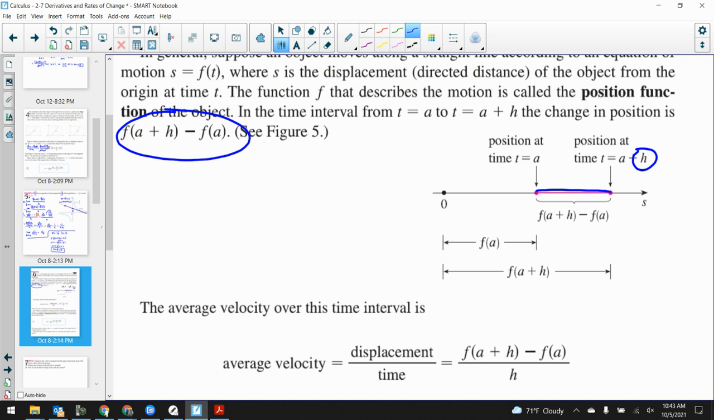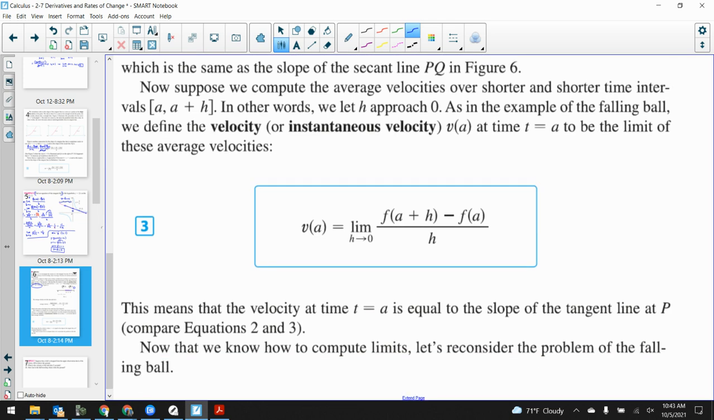Maybe I'm trying to find the displacement going from 1 to 2, or the velocity going from hour 1 to hour 2, or time 1 to time 2. Well, then my h value would just be 1 because I'm looking at only my difference in time between the two. So f of a plus h minus f of a all over h, and that is our exact derivative equation, isn't it? That's velocity.